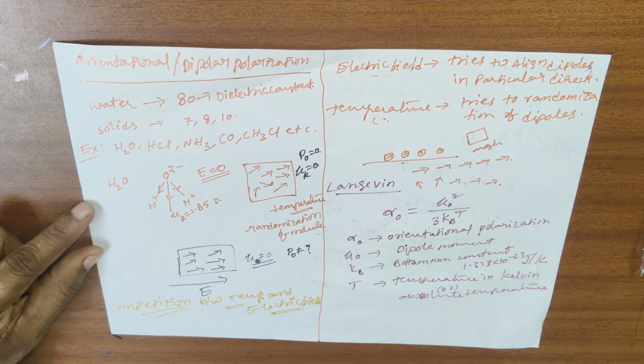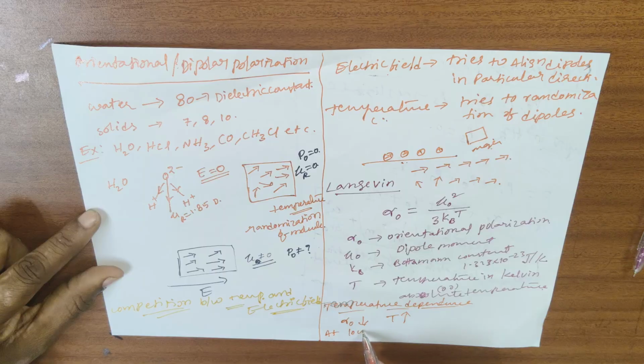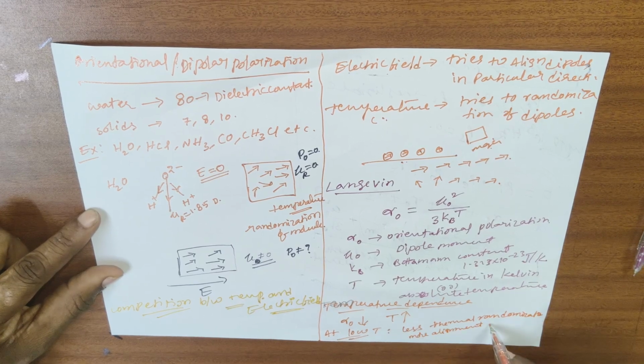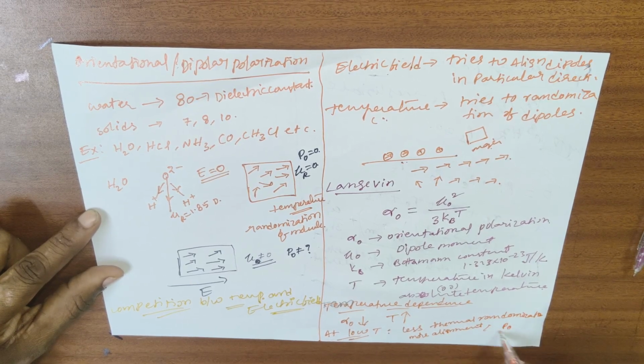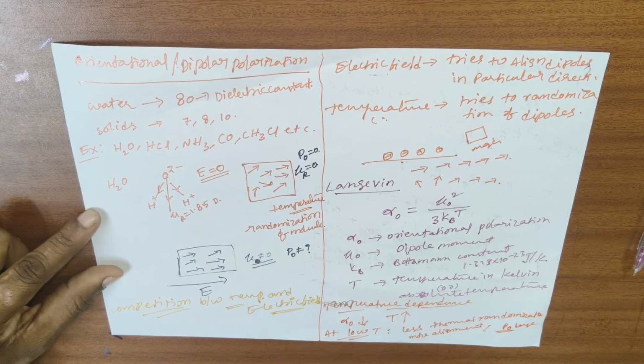Here we should know the temperature dependence. Orientational polarization decreases if you increase the temperature. At low temperature, what happens? There is less thermal randomization and more alignment. That means the polarization PO is very large at low temperature.